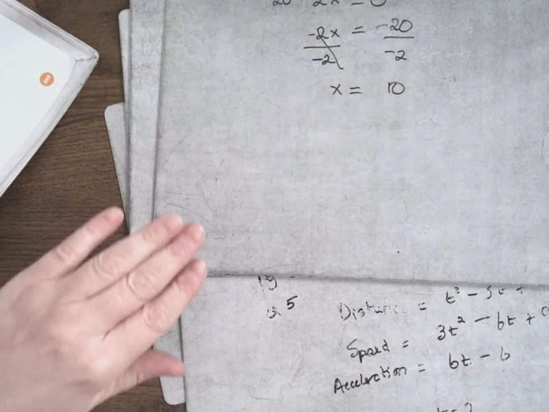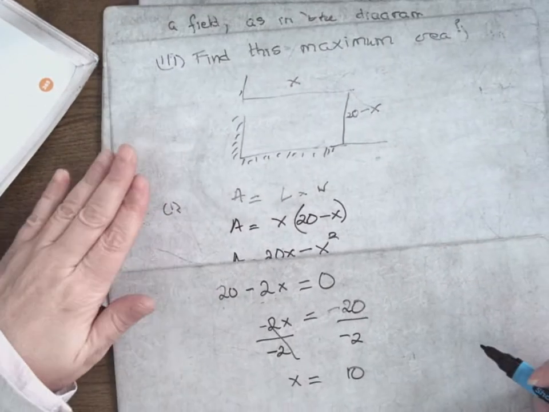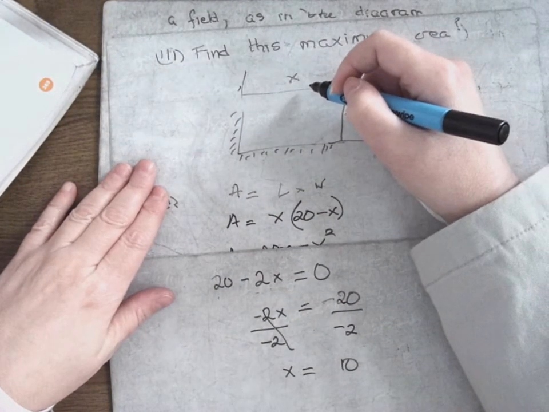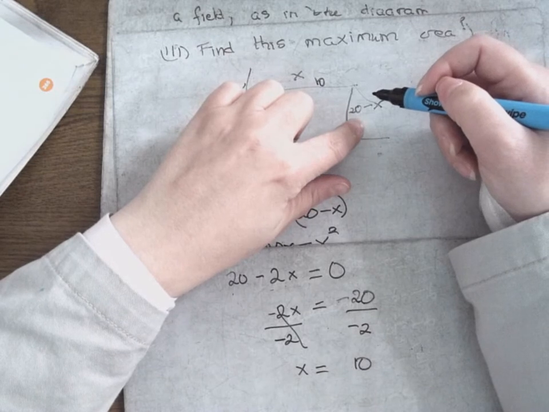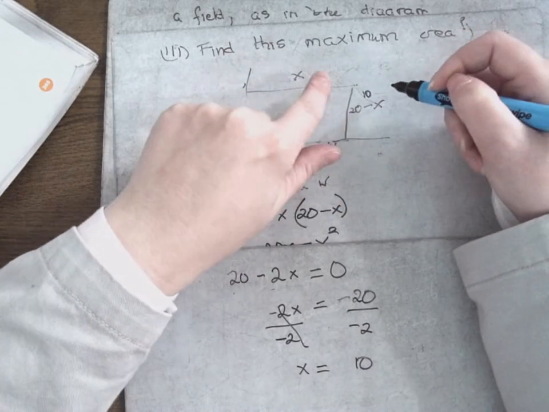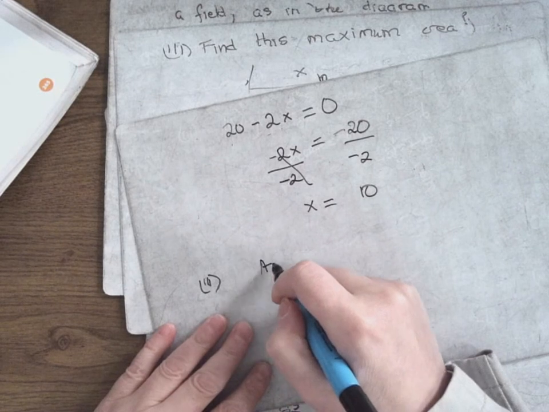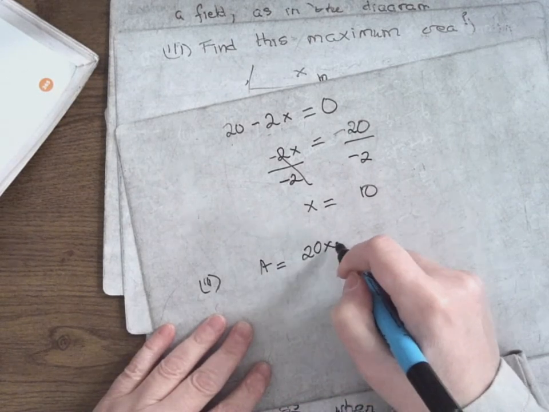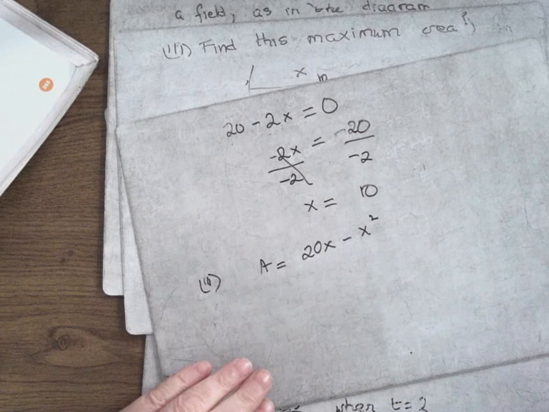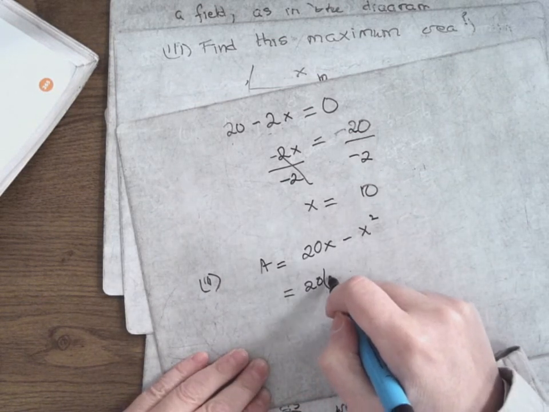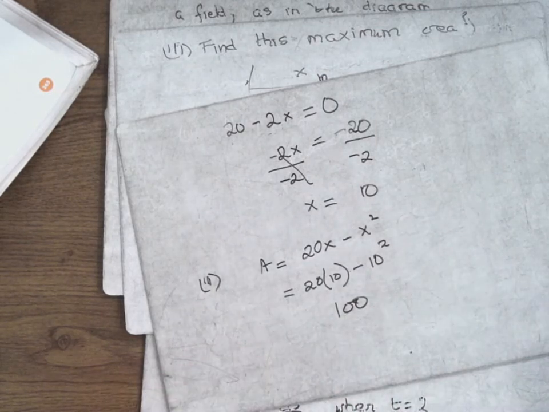Now, part 3 says, what is this maximum area? So can I go back to my diagram? I've just figured out that when x is 10, it's at its biggest. So when x is 10, what's the width? 10. What's the area? 10 by 10 is 100. Or what you can do is go back to the original equation for the area, which is 20x minus x squared. But I've just figured out what x is. So everywhere I see an x, put in a 10. So that's 20 times 10 minus 10 squared into the calculator. You'll get 100. So the maximum area is 100.